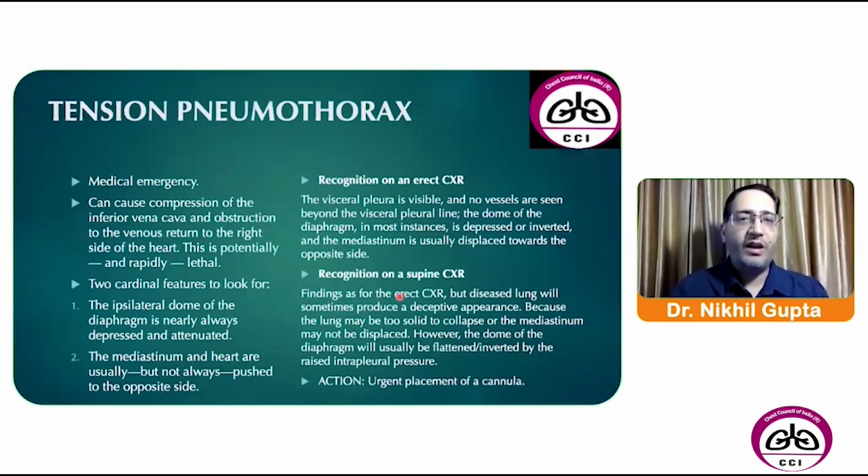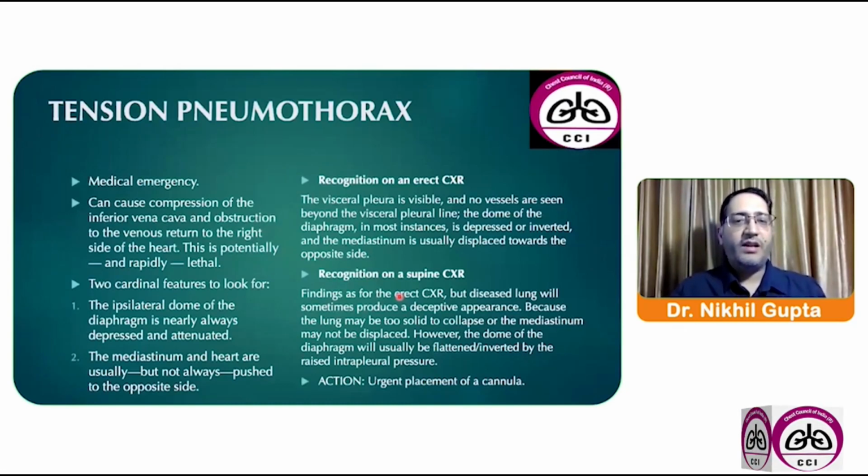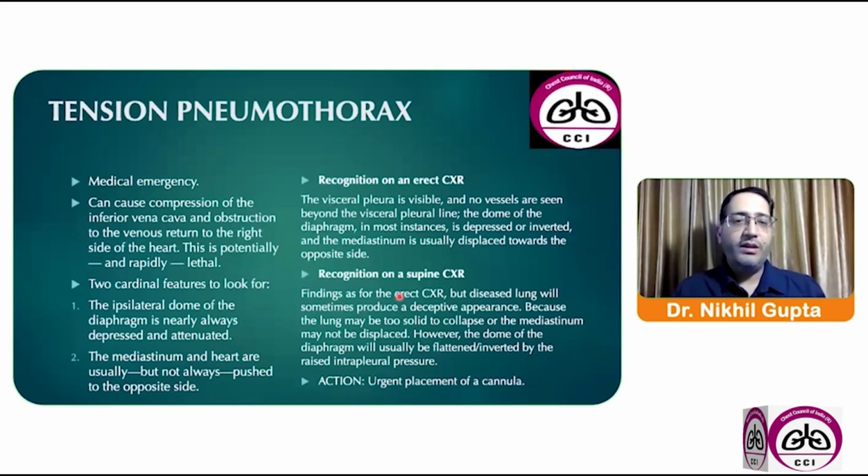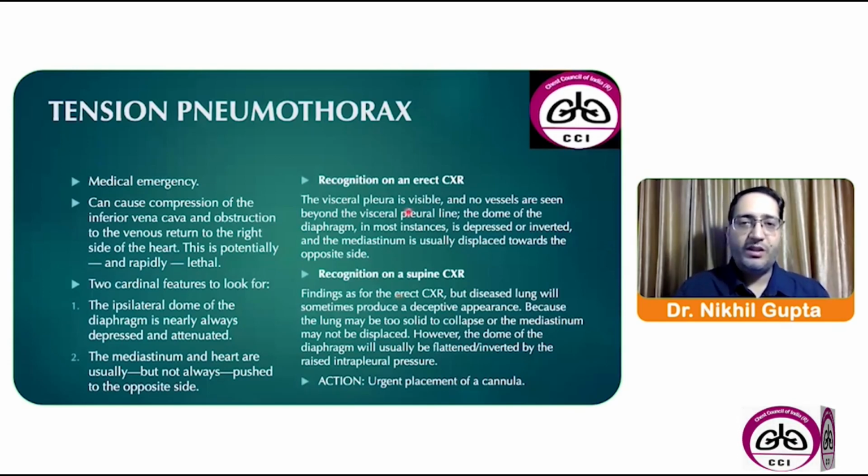Coming to tension pneumothorax, which is a medical emergency. It can cause compression of the IVC and obstruction of the venous return to the right side of the heart. It is potentially and rapidly lethal. Two cardinal features to look for: the ipsilateral dome of diaphragm is nearly always depressed and attenuated, and the mediastinum and heart are usually, but not always, pushed to the opposite side.